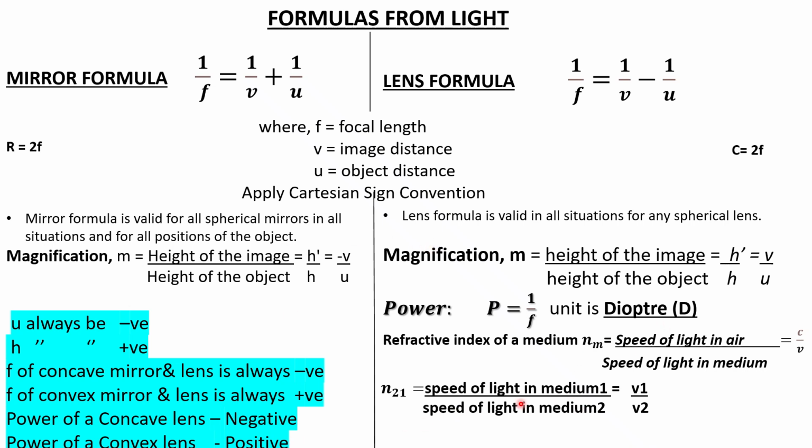Then we discussed this. The refractive index of the second medium with respect to the first medium, n21, will be the speed of light in medium 1 divided by the speed of light in medium 2, that is v1 by v2.